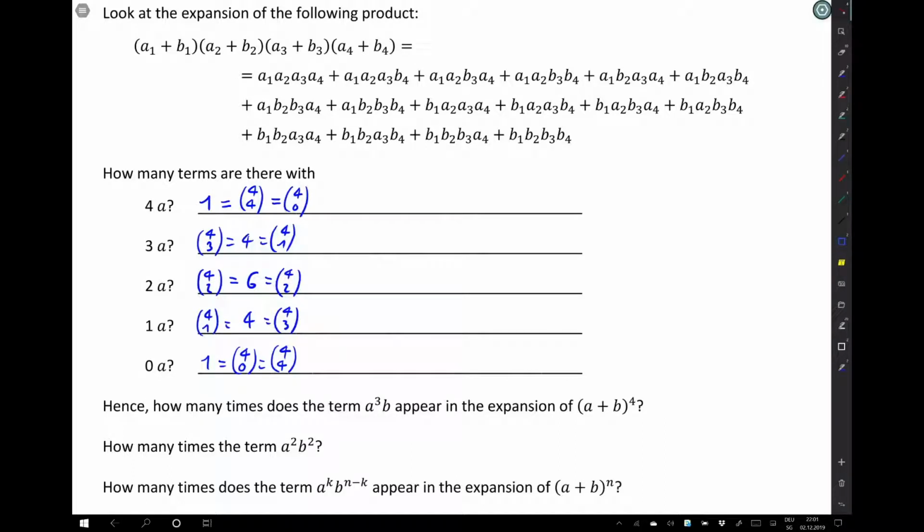When we look now at a plus b to the power of 4, this is actually the same as up here, except for the a not being anymore a1, but just the a, and here an a, and here an a, and here an a.